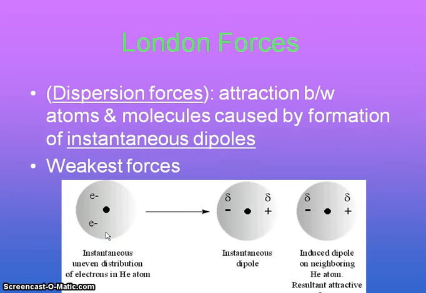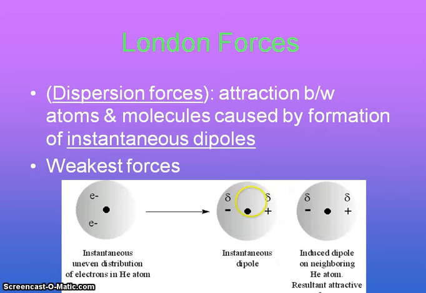Now, helium has 2 electrons, and these electrons are constantly moving throughout their electron cloud. Now, if by chance these 2 electrons end up on the same side of the atom at the same time, that's going to cause an instantaneous dipole, where this side of the atom is partially negative, and the other side then would be partially positive.